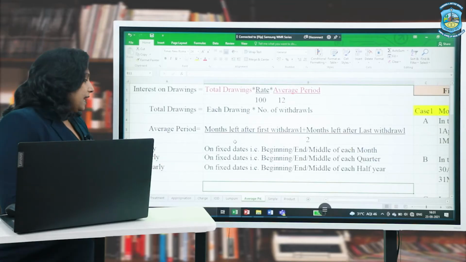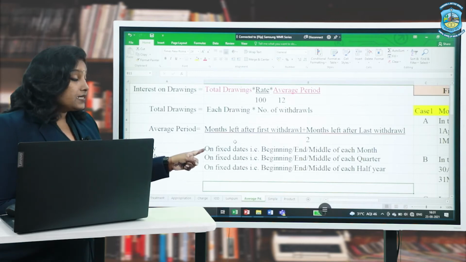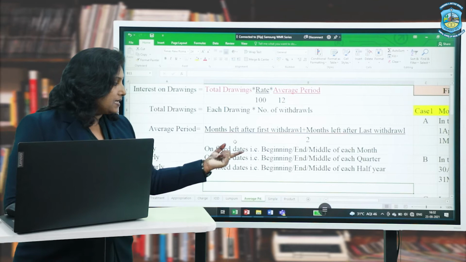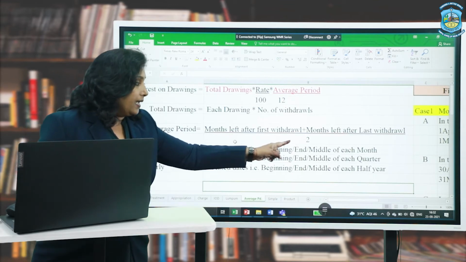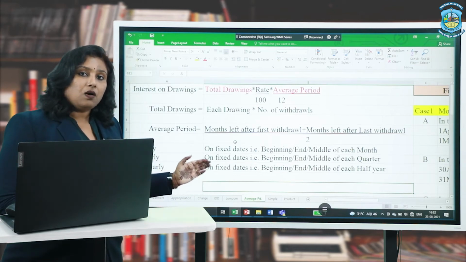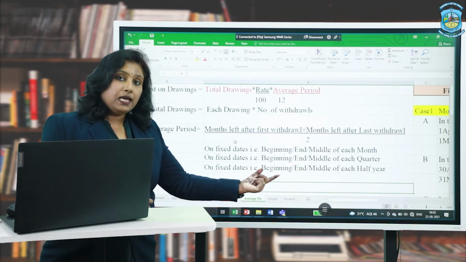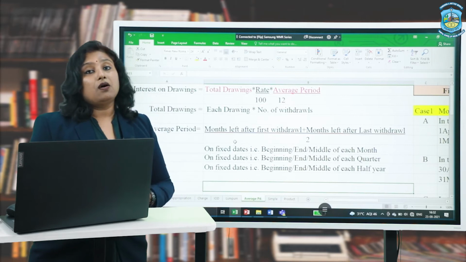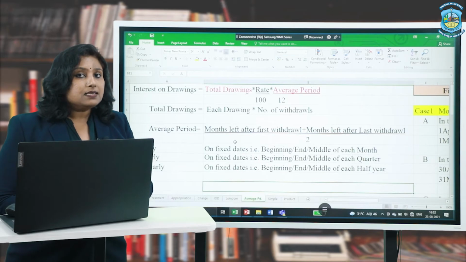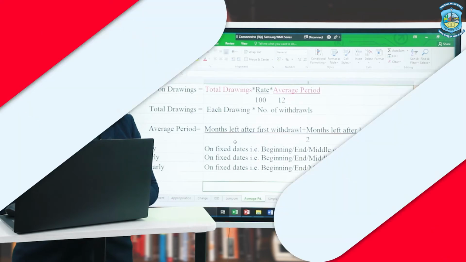As we can see, the withdrawals can be done either monthly, quarterly or 6 monthly, and they can be done in different manners. That is, they can be done on fixed dates, that is in the beginning of the month, in the end of the month or in the middle of each month. Similarly, for a quarter or 6 months also, the same pattern can be followed. That is, in the beginning of each quarter, in the end of each quarter or in the middle of each quarter, and likewise on a half yearly basis as well. So let us understand, taking one example, how we are going to calculate this average period.